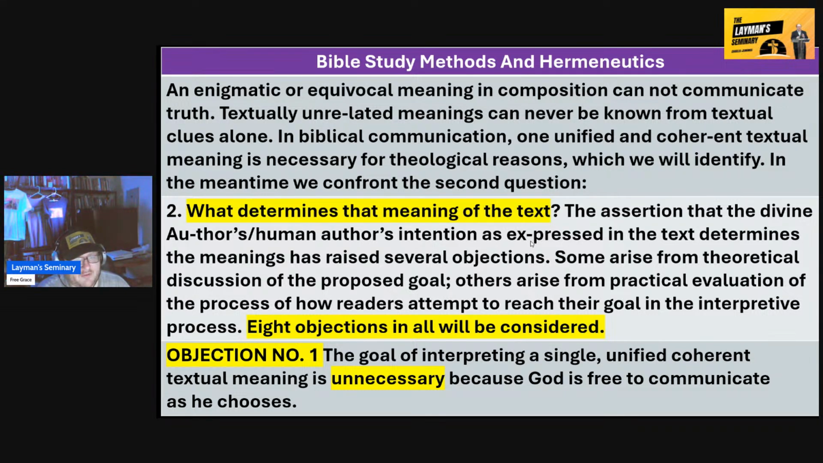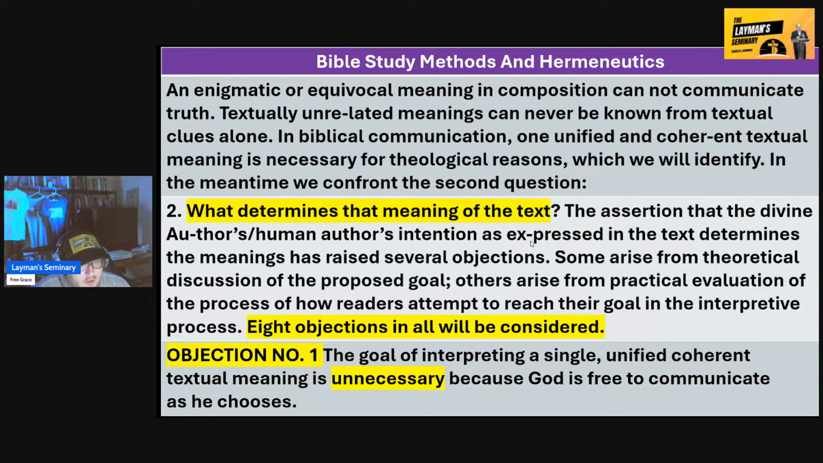In the meantime, we confront the second question. What determines the meaning of the text? I would argue that it's what the author wrote in the text. The assertion that the divine author and human author's intention, as expressed in the text, determines the meaning has raised several objections. Some arise from the theoretical discussion of the proposed goal. Others arise from a practical evaluation of how readers attempt to reach their goal in the interpretive process. Eight objections in all will be considered.